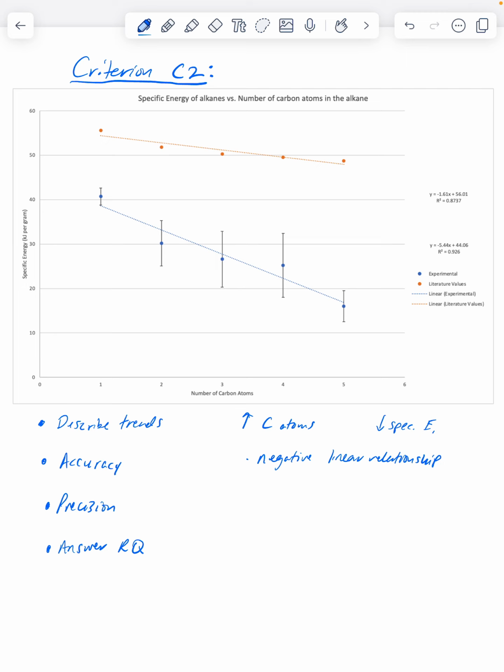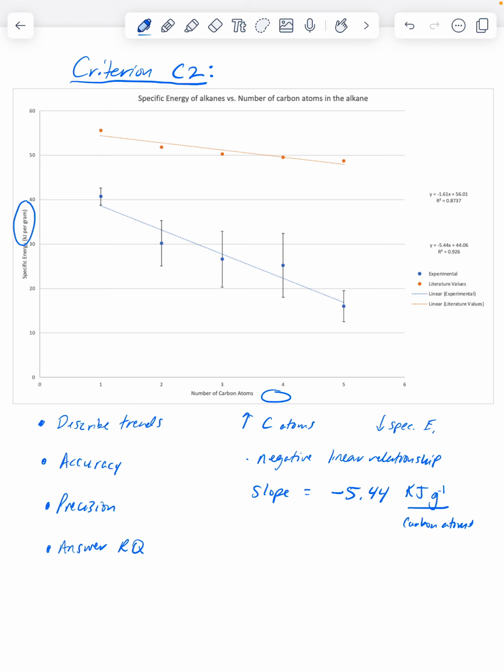Now I can comment on things about that trend line. So I could say the trend line that we've added has a slope that is minus 5.44, and I should always include units when I talk about a slope. So the units of slope are always going to be whatever is on the rise, or the y-axis, over the run. So the rise has units of kilojoules per gram, and then the x-axis has the unit of the number of carbon atoms. So this is per added carbon atom.